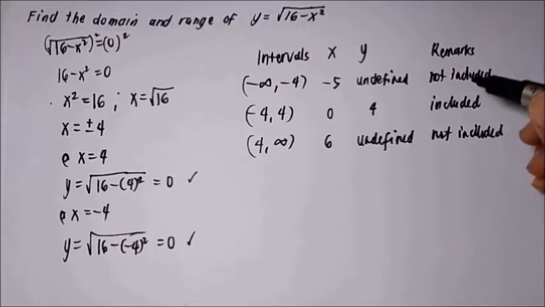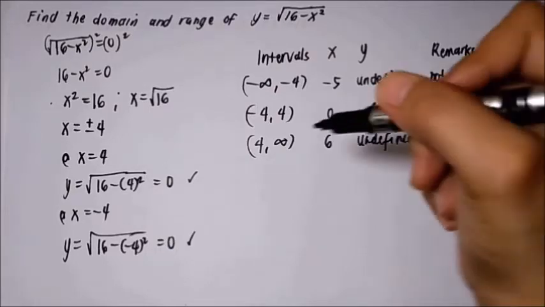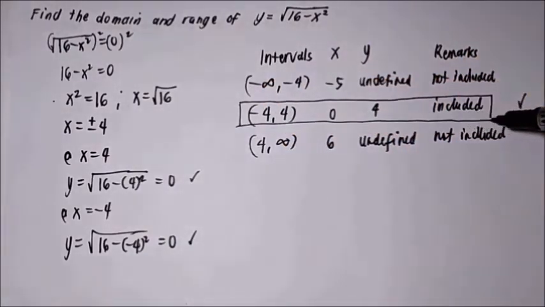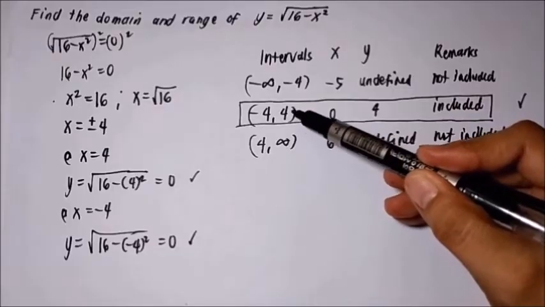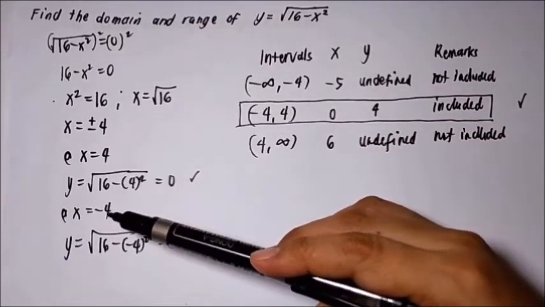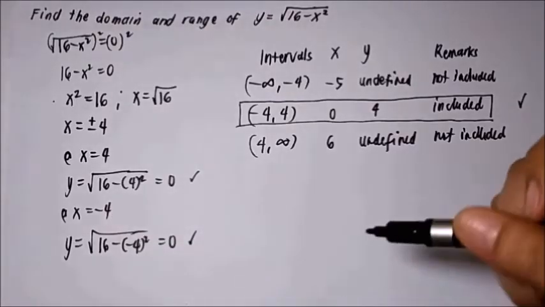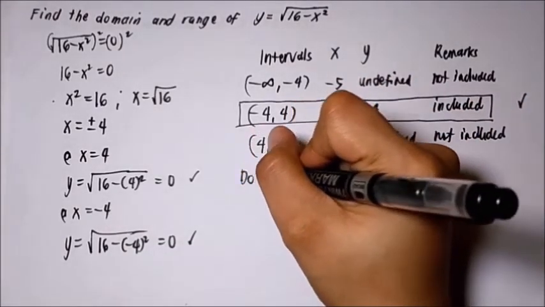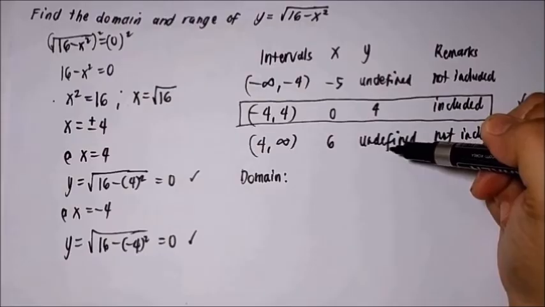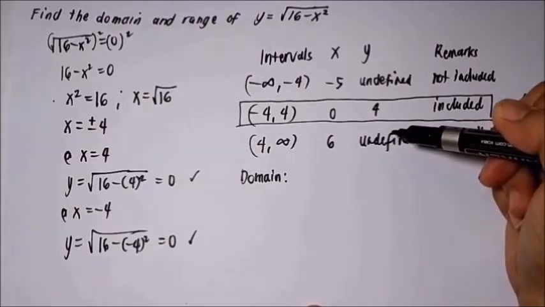So, if we're going to check this one, this interval will only be the included interval for the domain. Now with this, we didn't include 4 and negative 4, but we already checked that positive 4 and negative 4 are included. So let's now write the domain for this. What would be the domain? This would be undefined. We cannot have a domain for that.